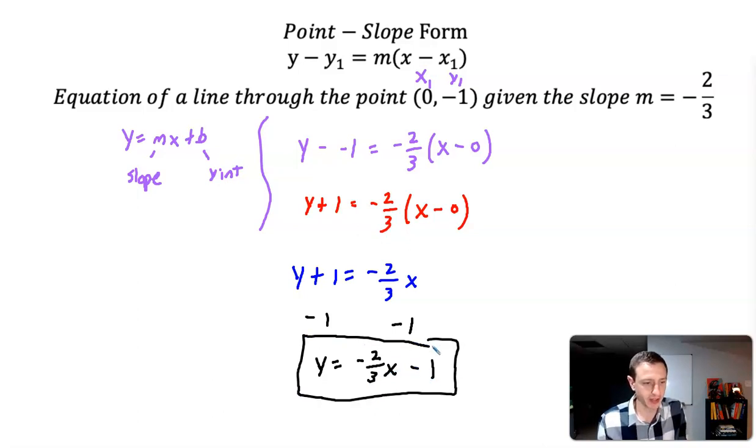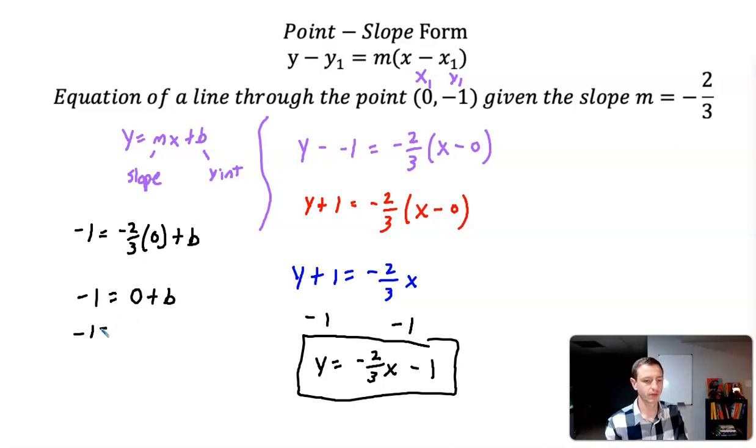We would have gotten the exact same thing if we were to take this ordered pair and the slope and plug it into slope-intercept. I'll show you by doing that. I'm going to plug in negative 1 for y. My slope is negative 2/3 times the x value of 0 plus b. Negative 1 equals negative 2/3 times 0 is 0, plus b. 0 plus b is just b. So we're going to have negative 1 equals b.